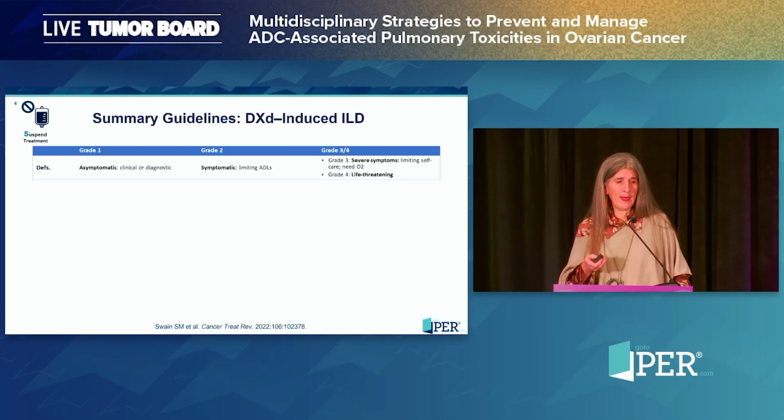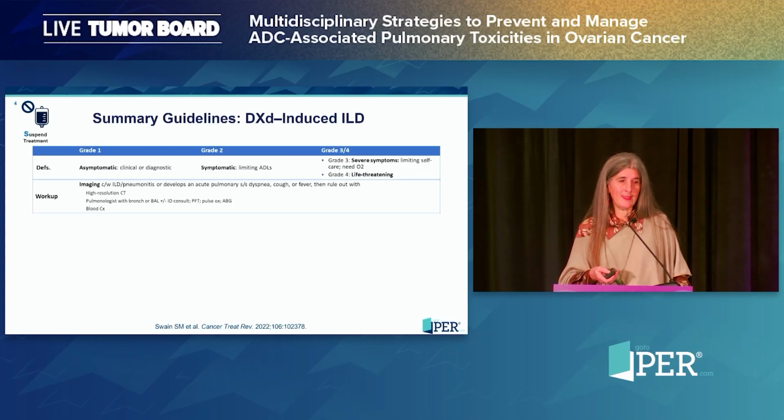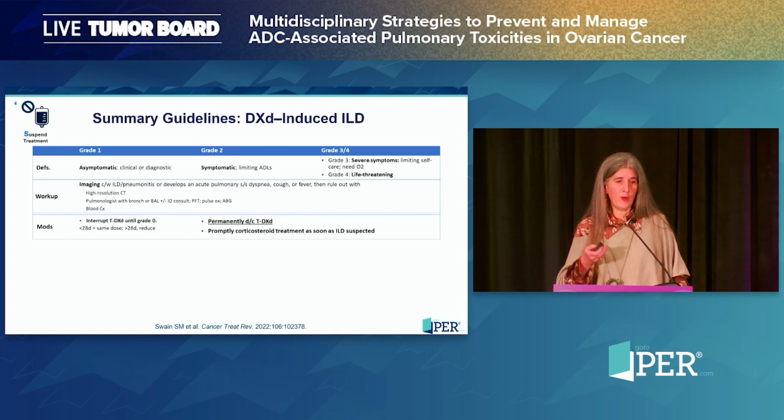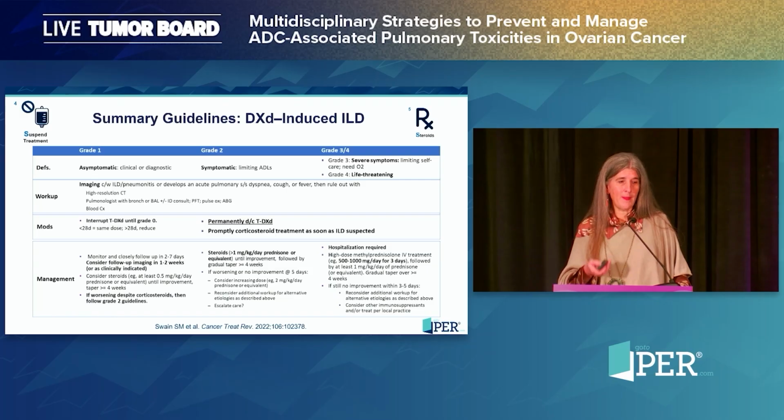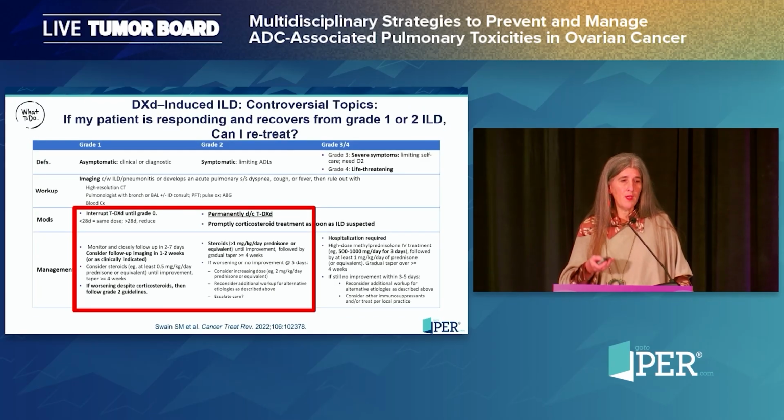So grade 1 is asymptomatic, grade 2 is symptomatic, grade 3 is severe. The workup we've talked about is high-res CTs, pulmonology consults, PFTs, and sometimes bronchs. We also check blood cultures to look for infectious causes. We are interrupting, permanently discontinuing for grade 2, and the management really does depend on the severity of what we find and the symptoms, and the dose of steroids is something that I work out with our pulmonologist. So grade 1 and 2, this is what I've been talking about.